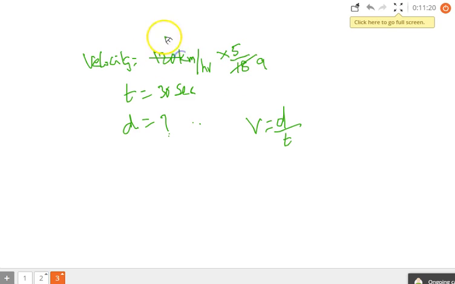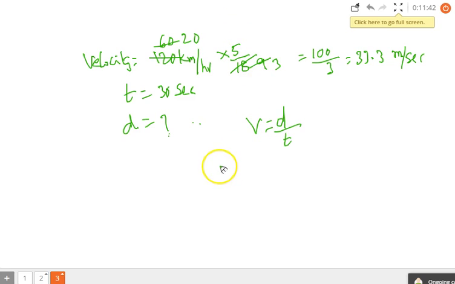Neatly you have to do it, or else somewhere a mistake may happen. 120 into 5 by 18, which means 100 by 3, which means 33.3 meters per second. I converted into meters per second with 5 by 18. Now, distance is equal to velocity into time. Velocity value 33.3, time value 30 seconds, which means 999 will come, because the decimal comes over here. So 999 meters.